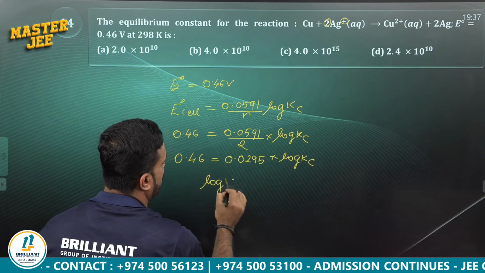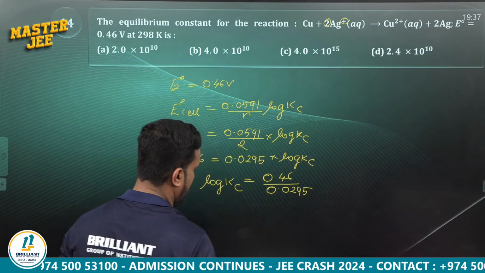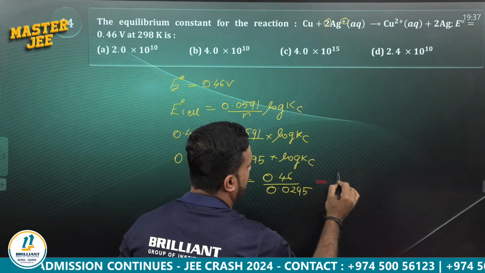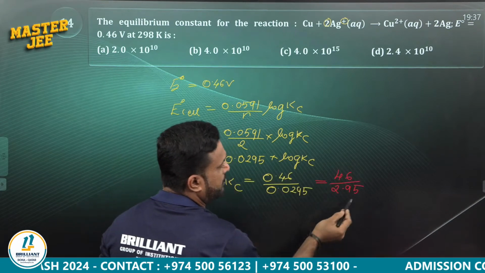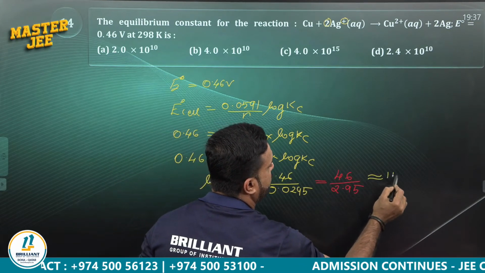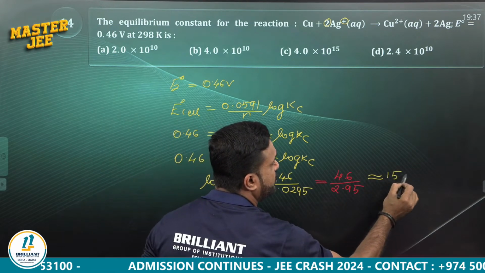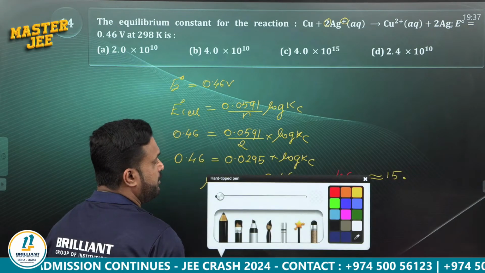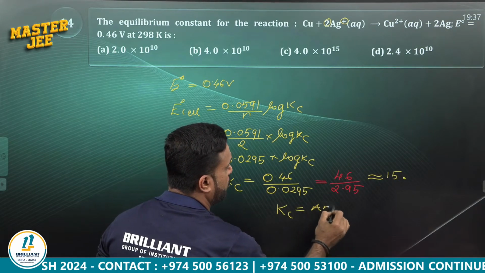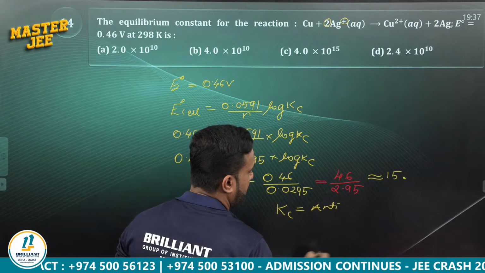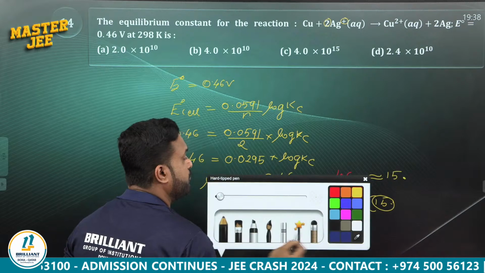Then what is log Kc? So log Kc is equal to 0.46 divided by 0.0295, correct? Then you can solve the value, that is 46 divided by 2.95. See, 46 divided by 2.95 is approximately 15, since 15 into 3 will be 45. Approximately, this is what we need, because 15 point something will come. That is log Kc. Then what will be Kc? So Kc is equal to the anti-log of that value, that means 15 point something. This will be the hint for the answer.